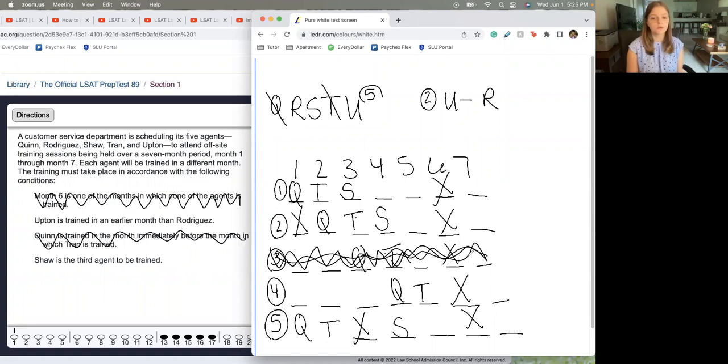Moving into world number 4, is there a way that we can make S be the third agent to be trained?